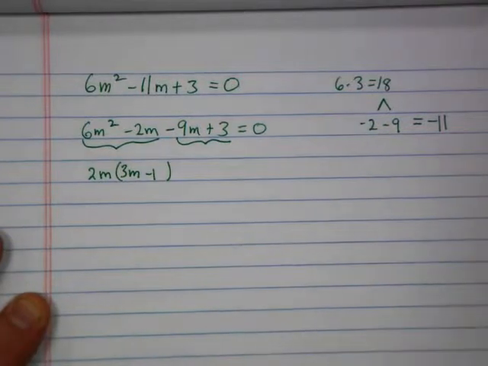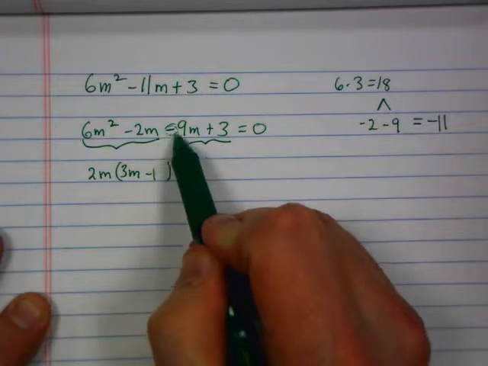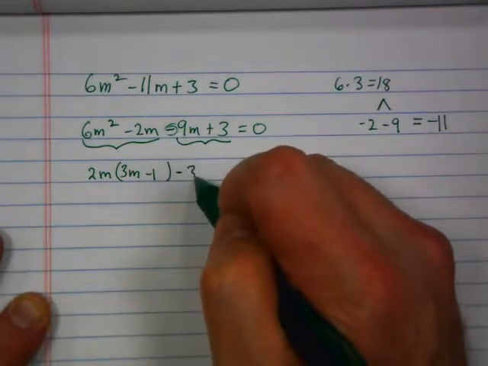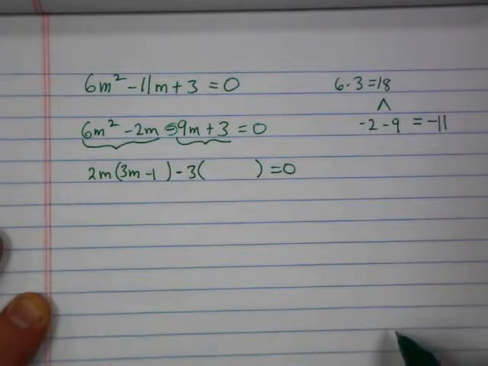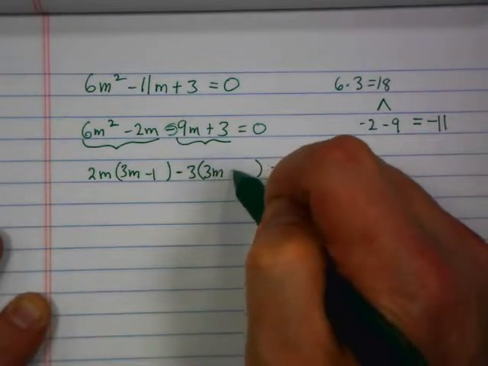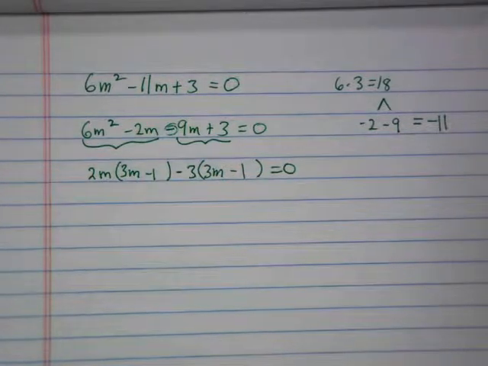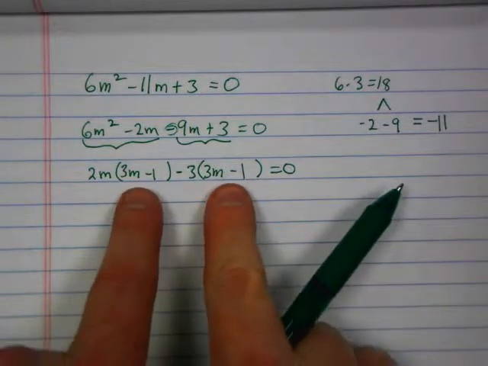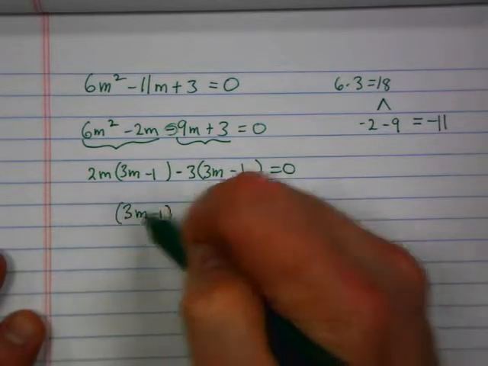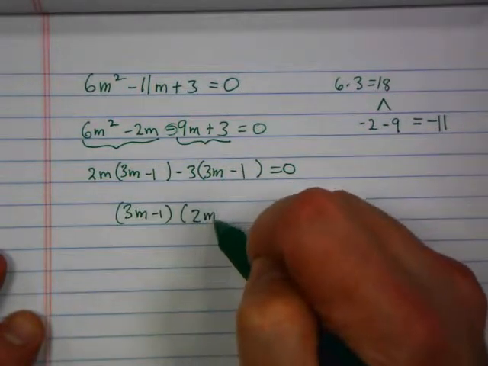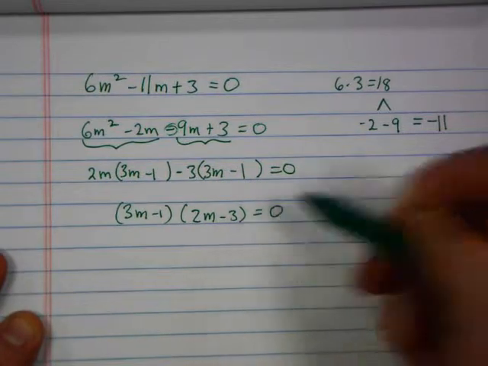Second group, negative 3. Since this is a negative here, we factor out a negative, so we take out negative 3. And we've got to be careful about our signs. It better be 3m minus 1. Why? Because those things have to be the same, so you can put it together. All right, so 3m minus 1 is now my common thing. I write that down, and then left over is 2m minus 3.